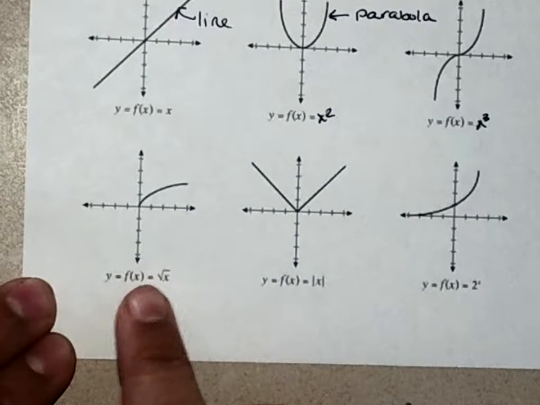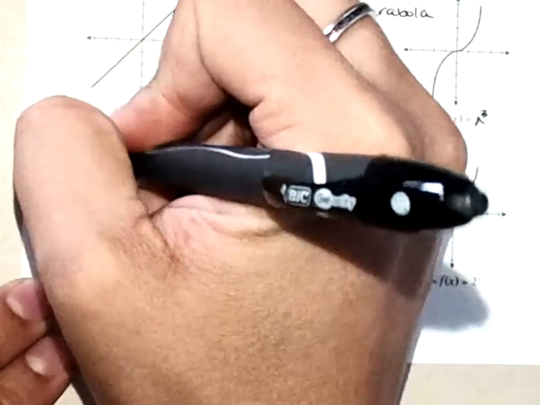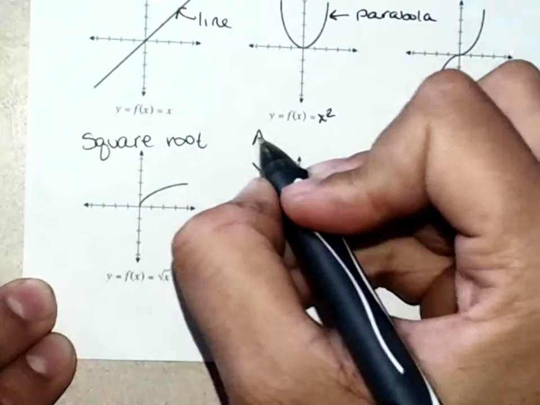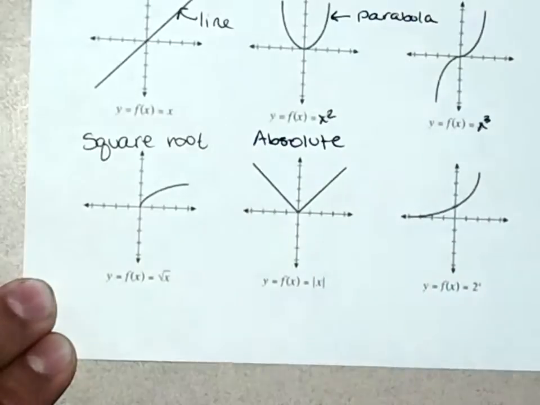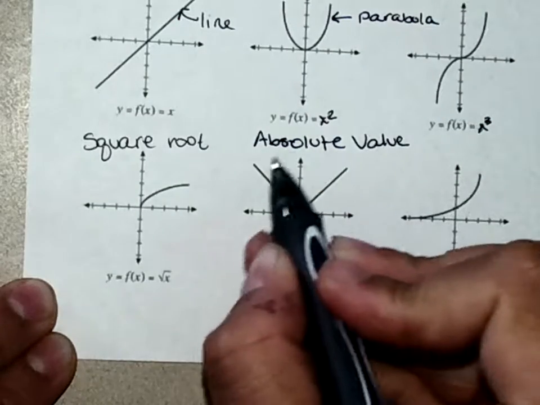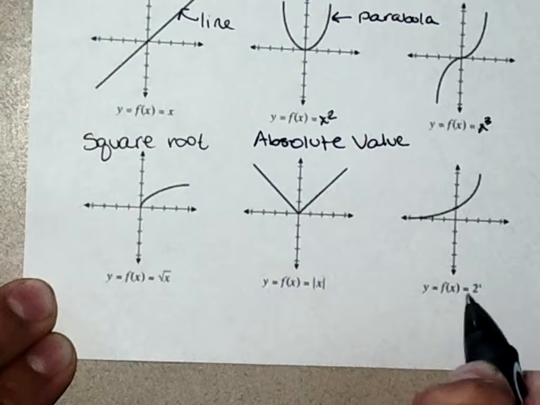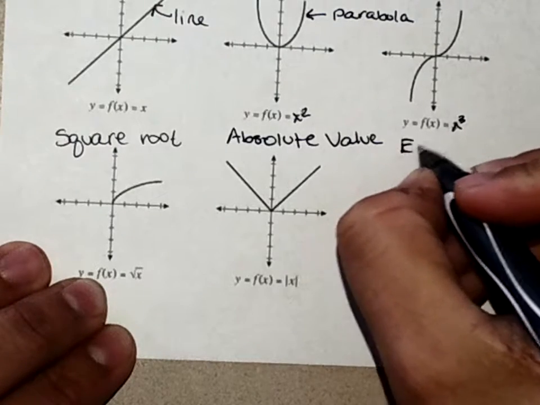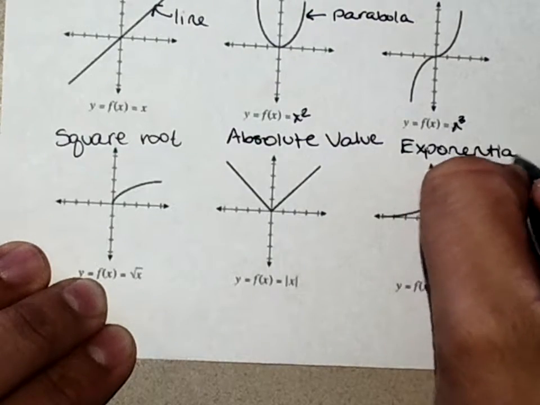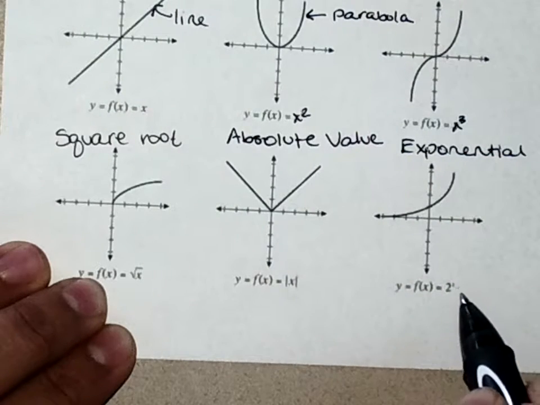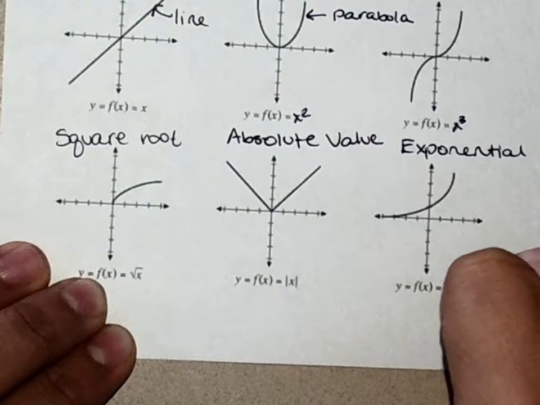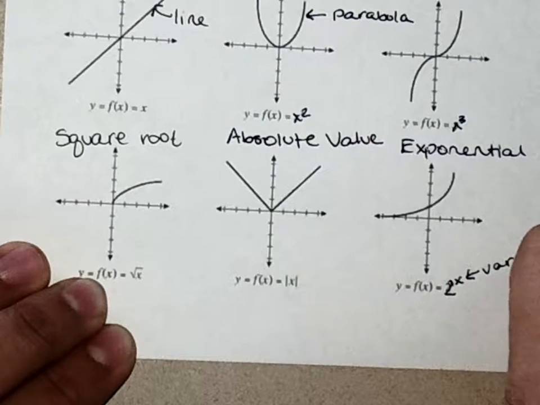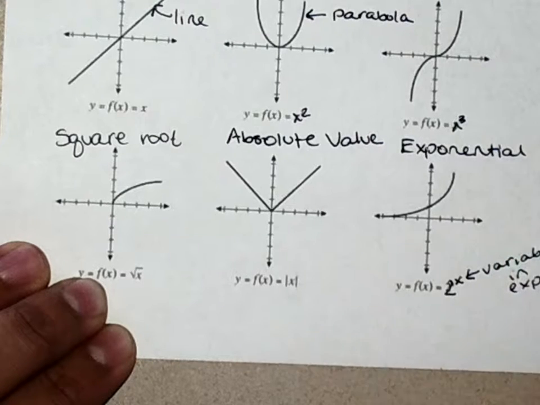Our fourth function is a square root function. Our fifth function is an absolute value function, which you learned in 9th grade, where nothing can ever be negative. And then our sixth function, which we have touched upon in 8th, 9th, and 10th grade, is an exponential function. And we know that it's exponential because our variable is in the exponent. It's the only function where we have a variable in our exponent.